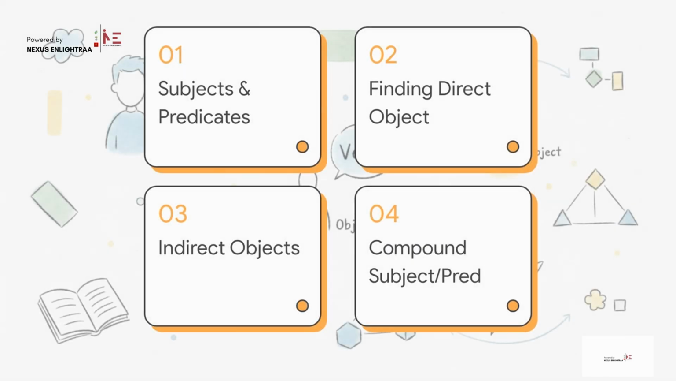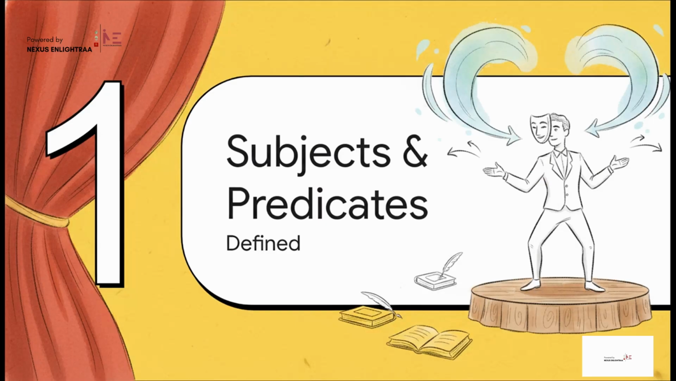We'll start by defining subjects and predicates. Second, we'll figure out how to find the direct object. Third, we'll explore indirect objects. And finally, we'll wrap up by looking at compound subjects and predicates. All right, let's jump straight into Section 1, Subjects and Predicates Defined.